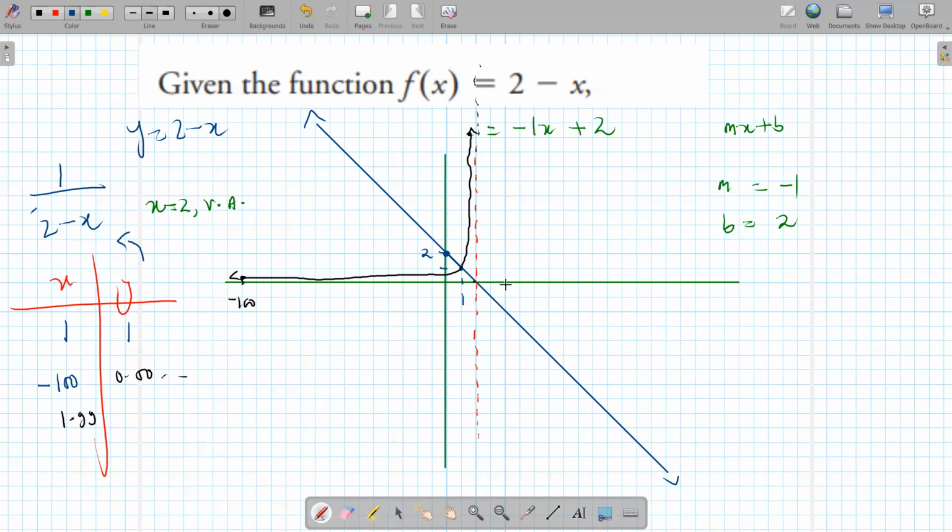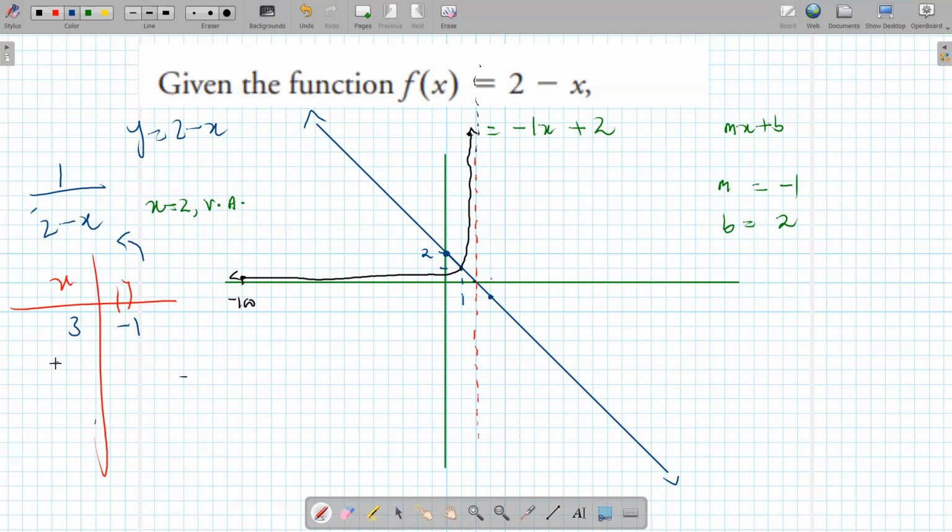Or you can always pick points, right? You can always pick points. Let's say when x is 3, what's the y value? -1. So when x is 3, we have -1. You see that point?